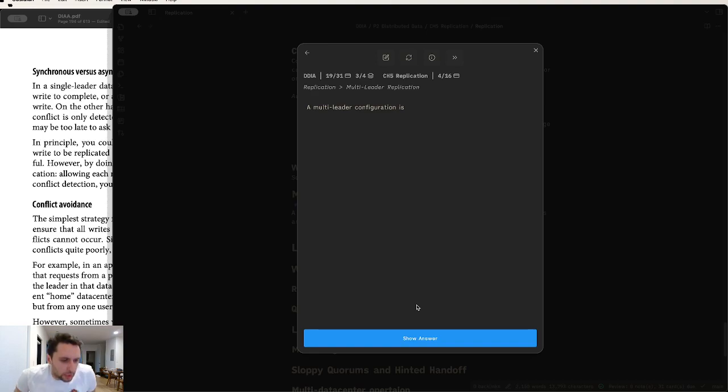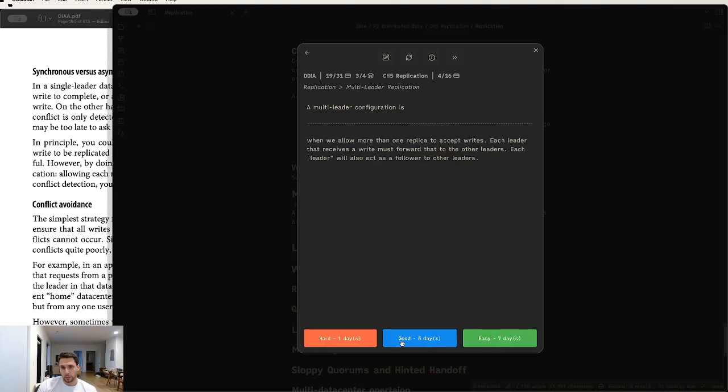Multi-leader configuration is when you have multiple leaders, which means multiple replicas that you can write to, and each replica acts as a follower to the other followers, and it broadcasts its updates. Has to forward that to the other leaders, yeah.